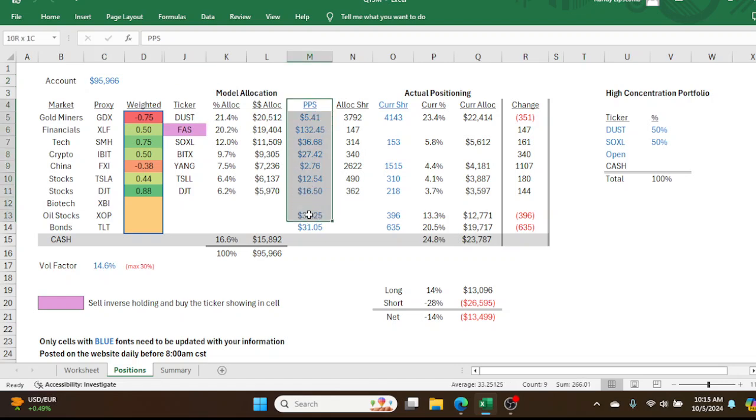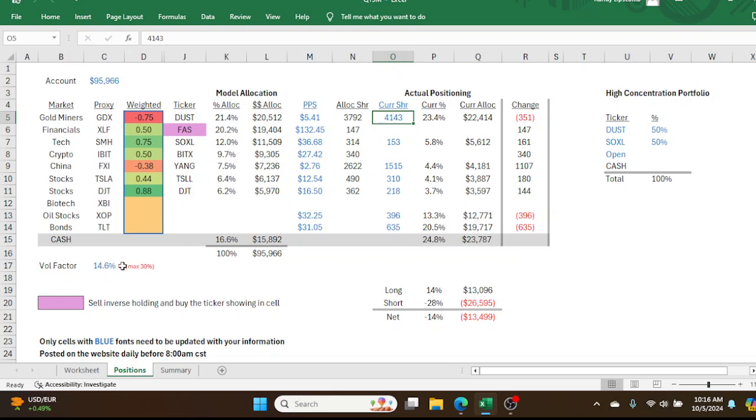The other things in blue is the price per share for the tickers. This is the ticker that you'll do the price per share. This is the proxy. We trade the leveraged instruments, so it'll be this price per share, and then the current shares that you have. Like right here, we have 0 shares. But in the gold miners DUST, which is a 2 times short, we have 4,143. So that's really the only blue.